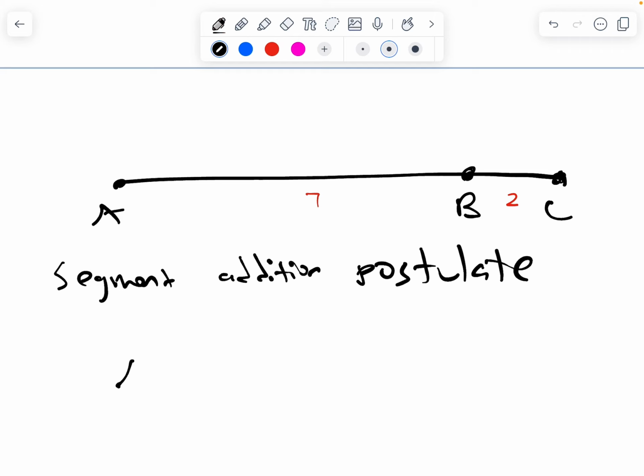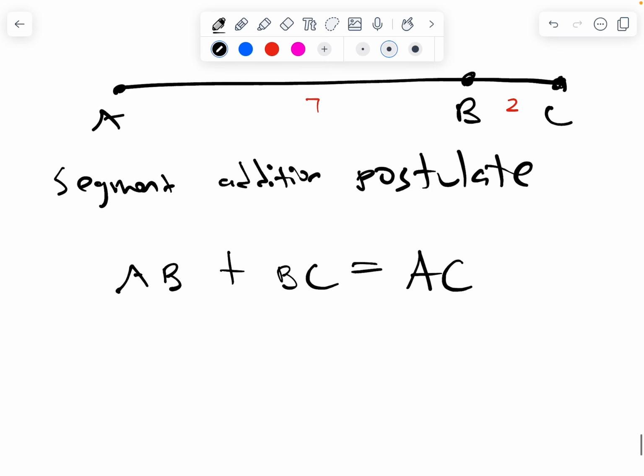So let's write this out. AB, and now that means, with no line over it, the distance from A to B, plus the distance from B to C is equal to the distance from A to C. Okay, so underneath you'd say distance from A to B is 7, distance from B to C is 2, add that up, distance from A to C is 9.